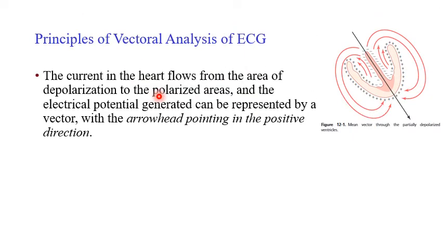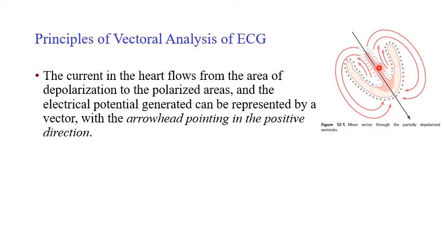The main principle of vectoral analysis of ECG is that the main current of the heart flows from the area of depolarization to the area of polarized parts. So from depolarization to polarized areas.